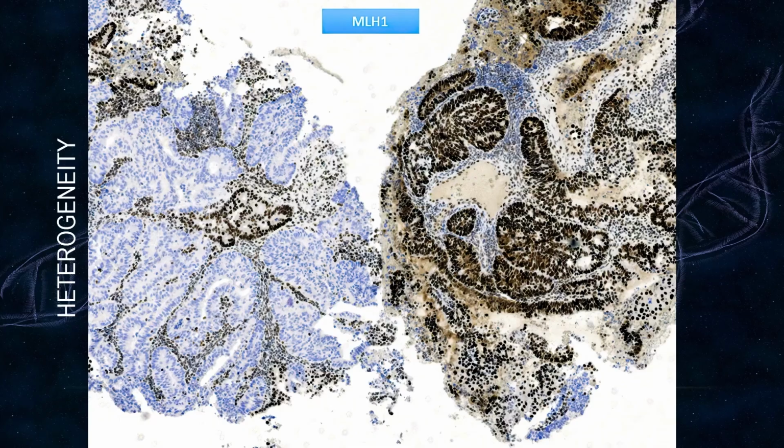So when you have MMR loss or microsatellite instability, you can treat with immune checkpoint inhibitors. The idea is when you have this MMR protein loss, there are going to be a lot more mutations for the immune system to target. So you want to reactivate the immune system with the immune checkpoint inhibitors.